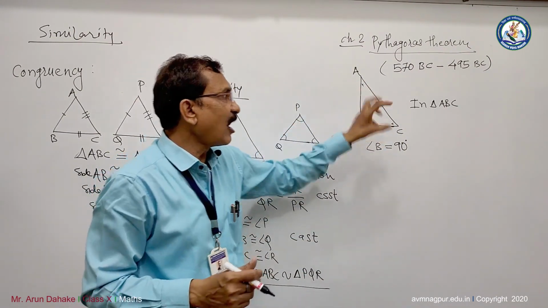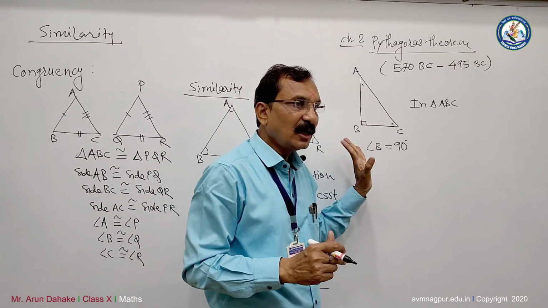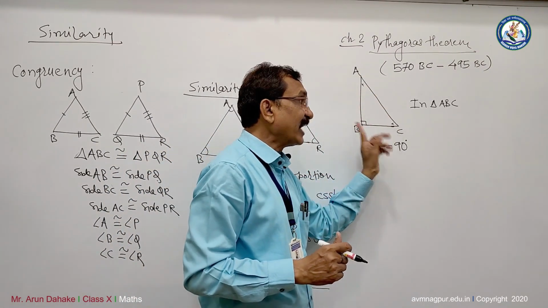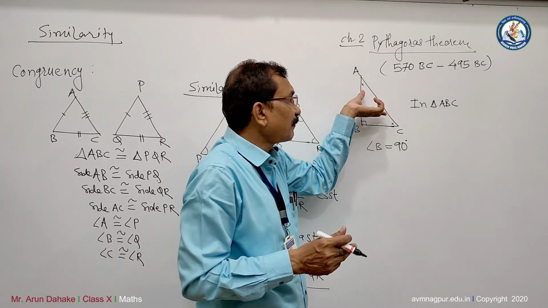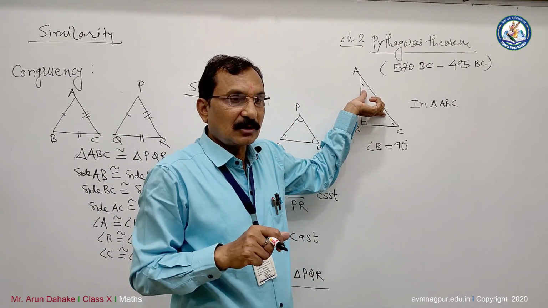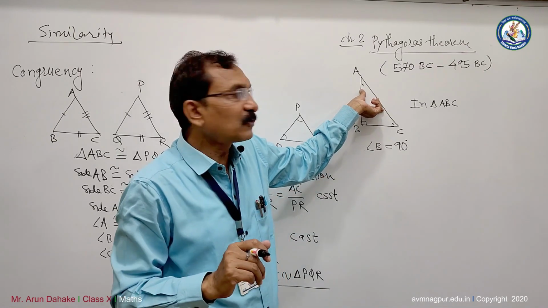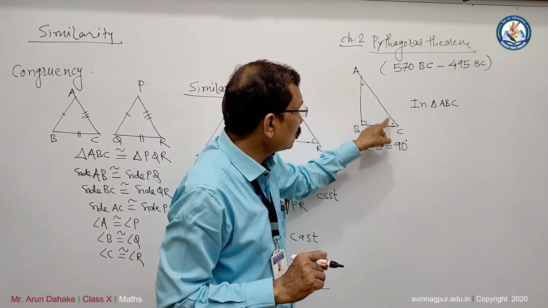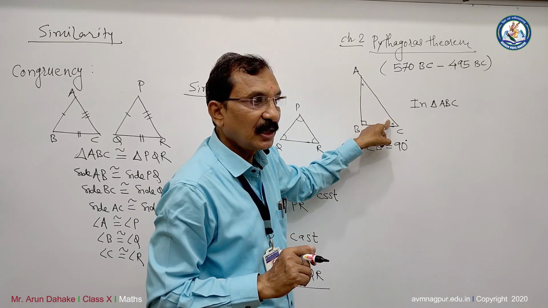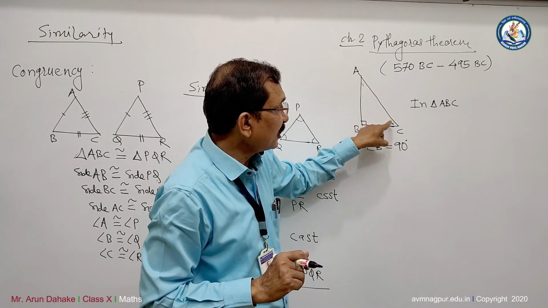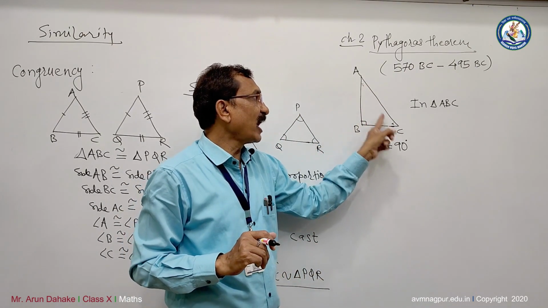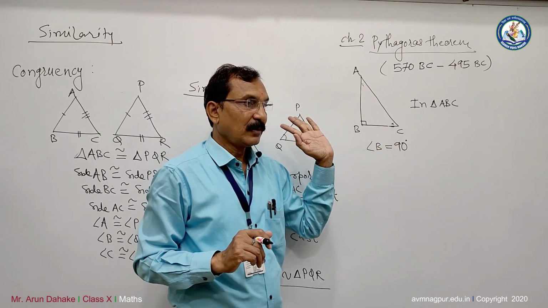We know that the sum of all angles of a triangle is 180. If one of them is 90 degrees, then the remaining 2 are complementary. Complementary means the sum of 2 angles is 90. That means the sum of these 2 angles is 90 degrees. That means here the 2 angles are acute angles.